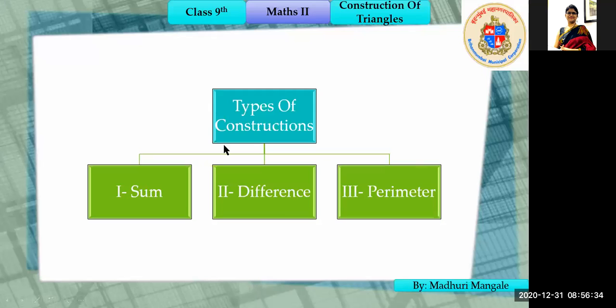So here you can see types of constructions. There are three types of construction and we have already completed the first two types. Today we will be doing the third type, which is on perimeter, where the perimeter of a triangle is given, two angles are given, and we are asked to construct that triangle.